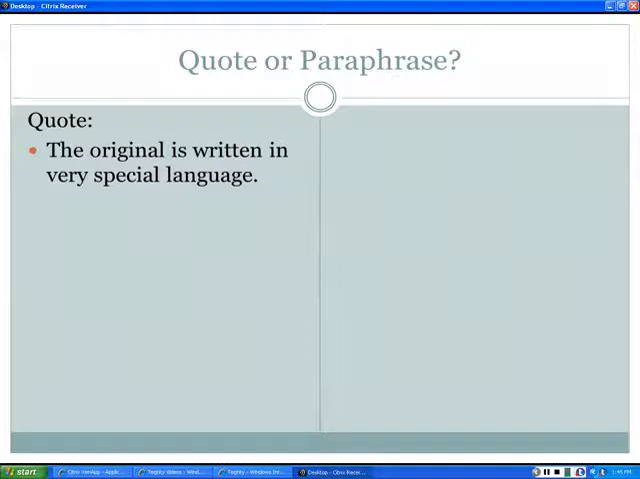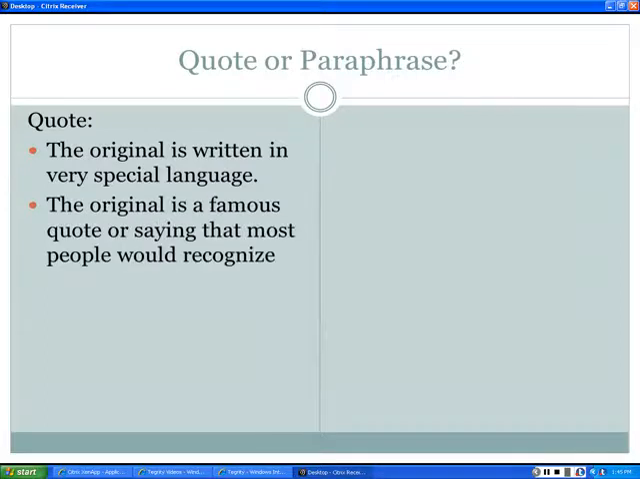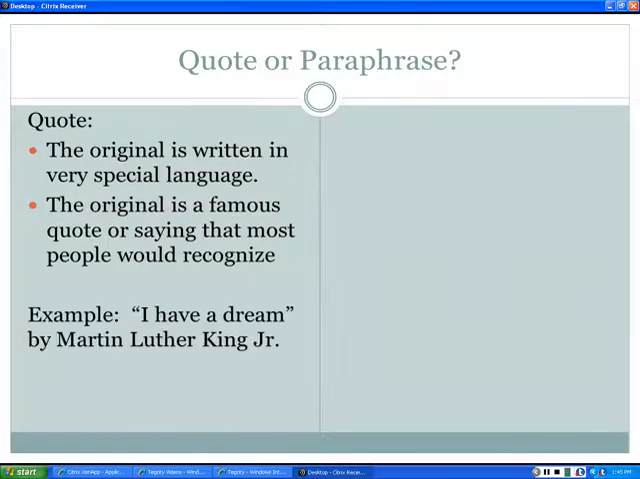The other reason you might use a quotation is if the original is a famous quote or saying that most people would recognize. For example, you've probably heard Martin Luther King Jr.'s "I Have a Dream" speech. That's a speech that most people, certainly in the United States, would recognize. The speaker was very famous, and that speech is quoted again and again and again. So we generally would not paraphrase that. Instead, we'd use the quotation.